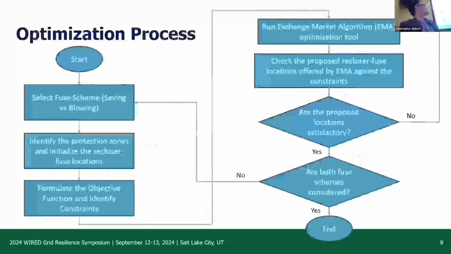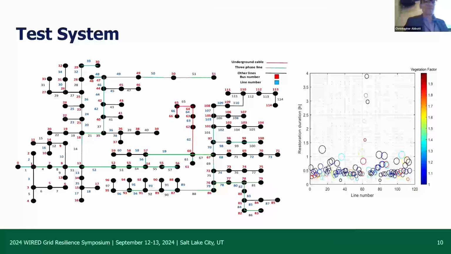I want to keep it short. So this is the overall optimization algorithm. What we do, we come up with some initial locations, some protection zones, push it into an optimization algorithm, and the optimization algorithm tries to minimize that objective function. So at the end of the day, we have good locations for fuses and reclosers that minimize the wildfire risk and maximize the reliability of the distribution system. And we implemented that on the IEEE 123 node system, which is a test distribution system from IEEE, and then we define these vegetation factors for each line, and the restoration duration for SAIDI and SAIFI.